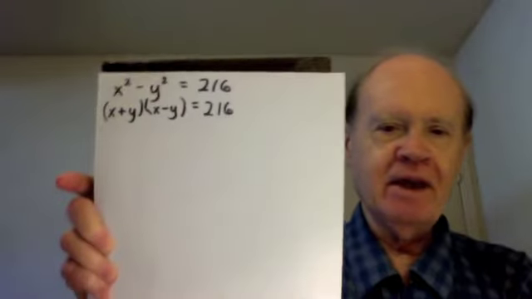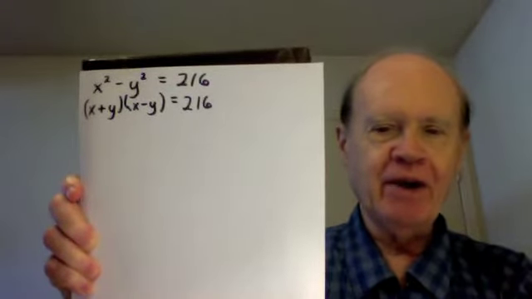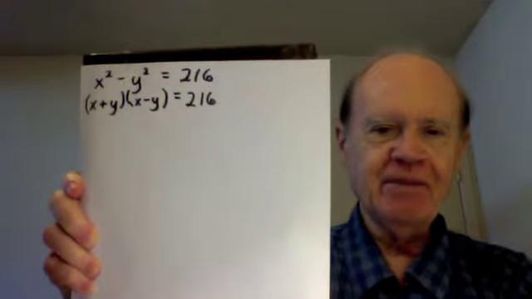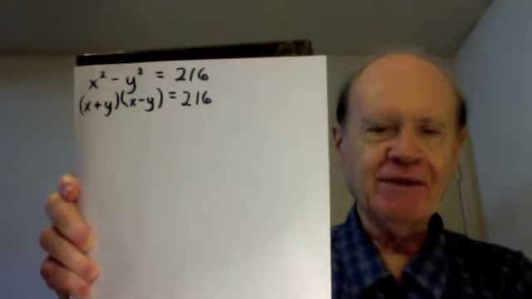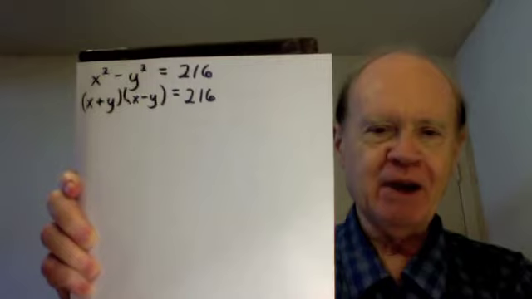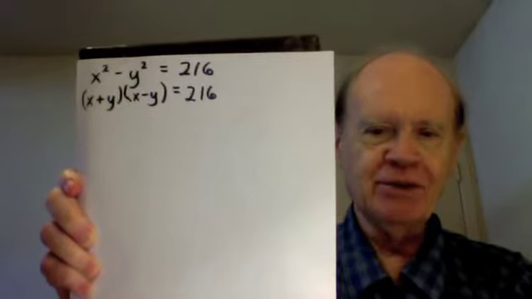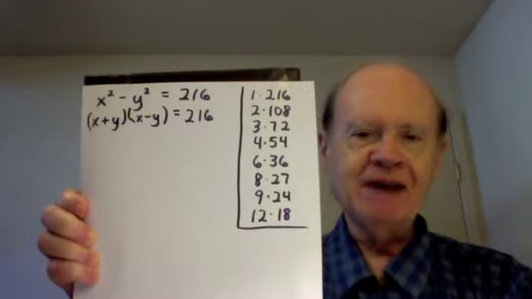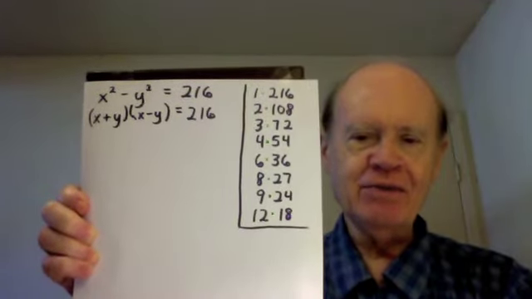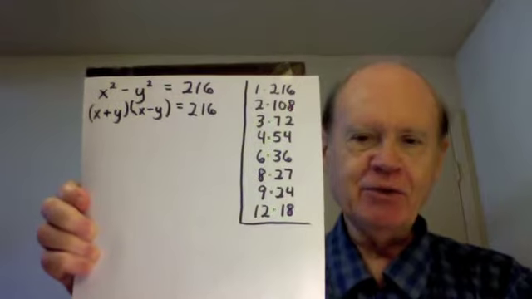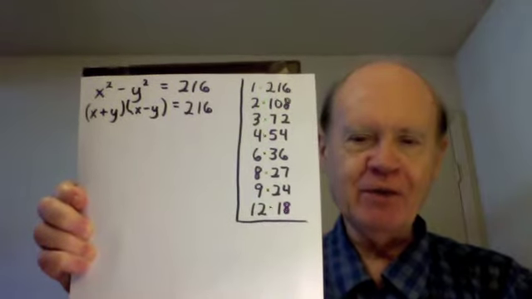Here is my solution. We are looking for two square numbers whose difference is 216. And so I write x squared minus y squared equals 216. I factor the left side into x plus y times x minus y. So that equals 216. Since I have factored the left side of that equation, it makes sense for me to factor also the right side of the equation.